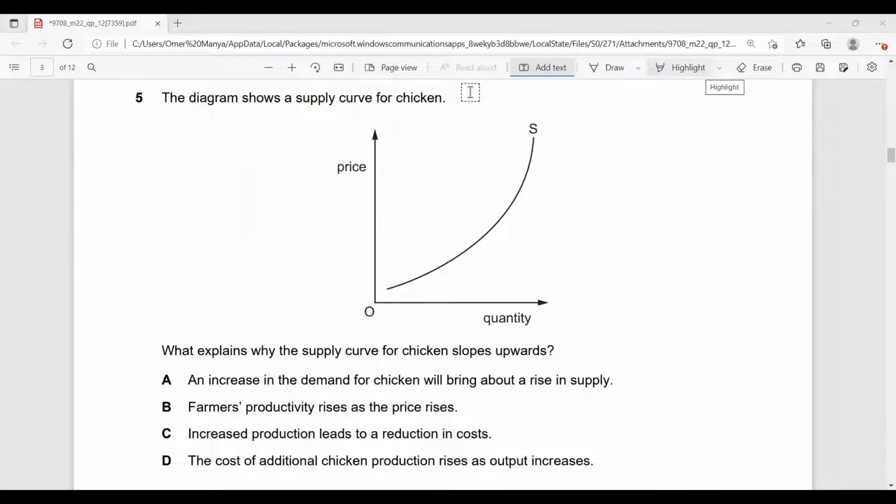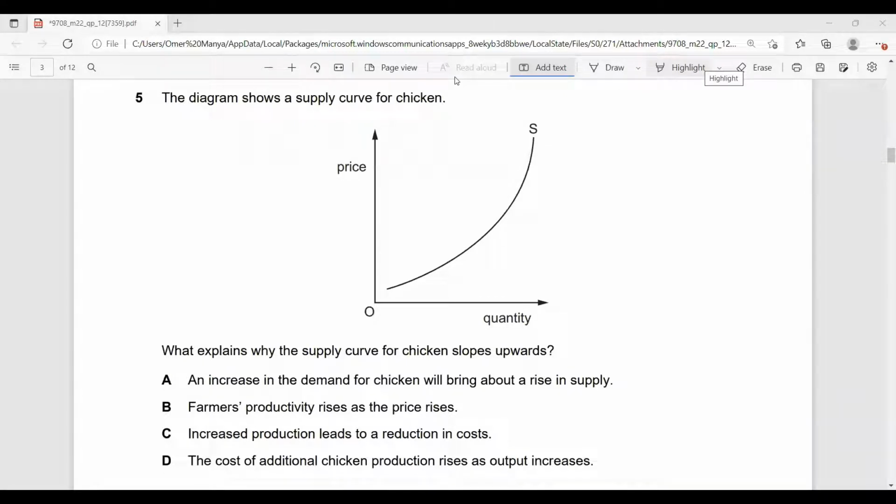Question 5, the diagram shows a supply curve for chicken. This is an upward sloping supply curve. This curve shows a positive relationship between price and quantity. What that means is if the price increases, so will the quantity supplied. They both move in the same direction.